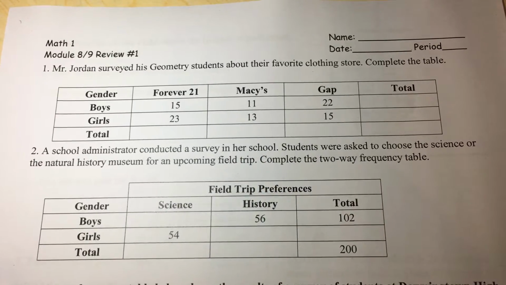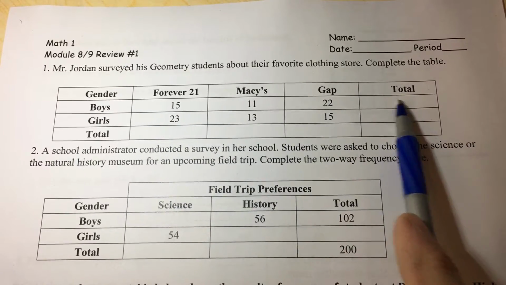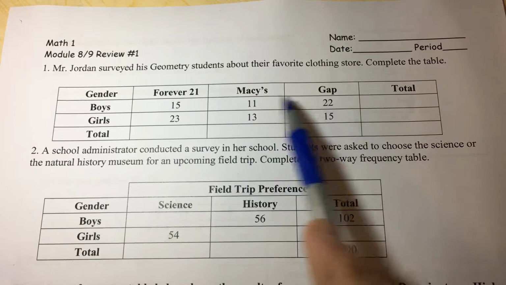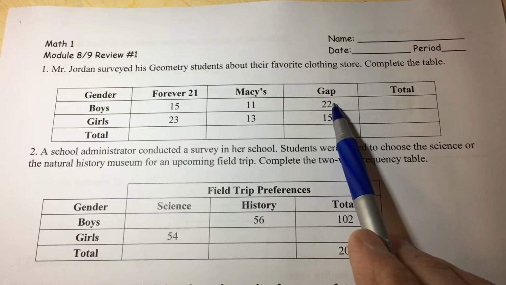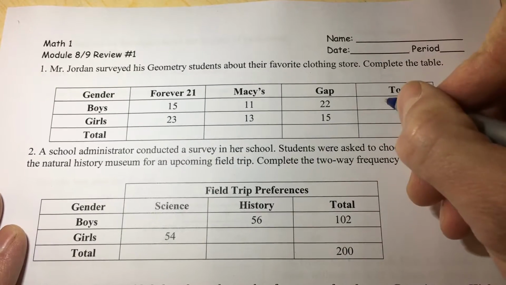Mr. Johnson surveyed his geometry students about their favorite clothing store. Complete the table. So when we're talking about completing the table, we're talking about a total of all the boys. So that's really just 15 plus 11 plus 22. So 15 plus 11 is 26, 26 plus 2 is 28, so 38, 48. So we should see 48 over here.